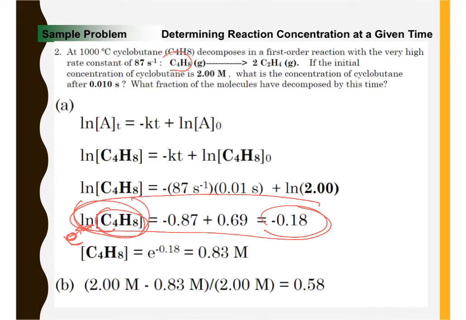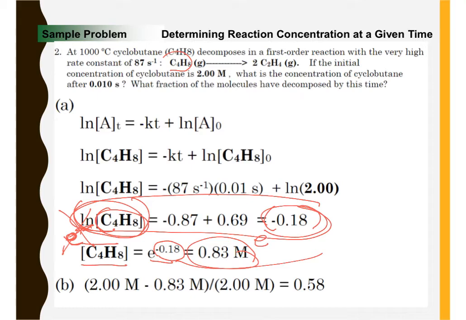I don't know how to say that right. So both sides, you use E. And E and natural log cross each other out. So what we end up is simply the concentration of C4H8 equals E to the minus 0.18. Plugging that into your calculator, you get 0.83 molar. Now I want to warn you, since this value is an exponent, it's extremely sensitive to any minuscule change in value.